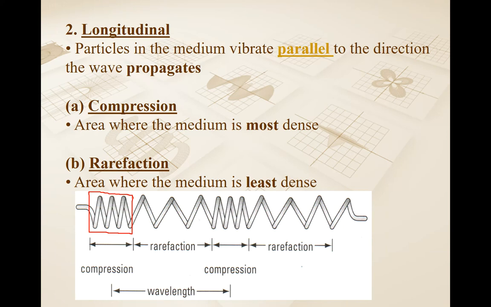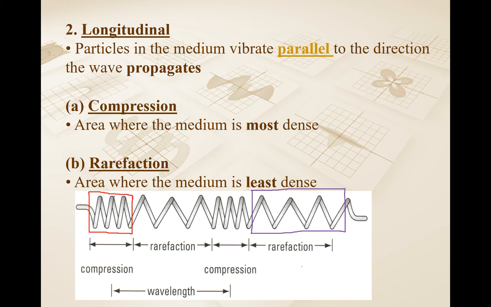Rarefaction would be an area where the medium is least dense. So if we look at the illustration here, this could be a region where the spring is a bit more stretched apart. Okay, so in this manner.